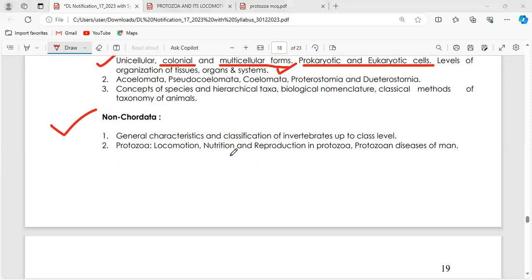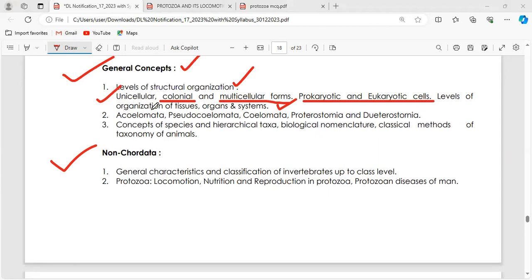Now, that's all about the level of structural organization. And the second one: acoelomata, pseudocoelomata, coelomata, protostomia, and deuterostomia. What is coelom? In yesterday's class, I explained what coelom is.